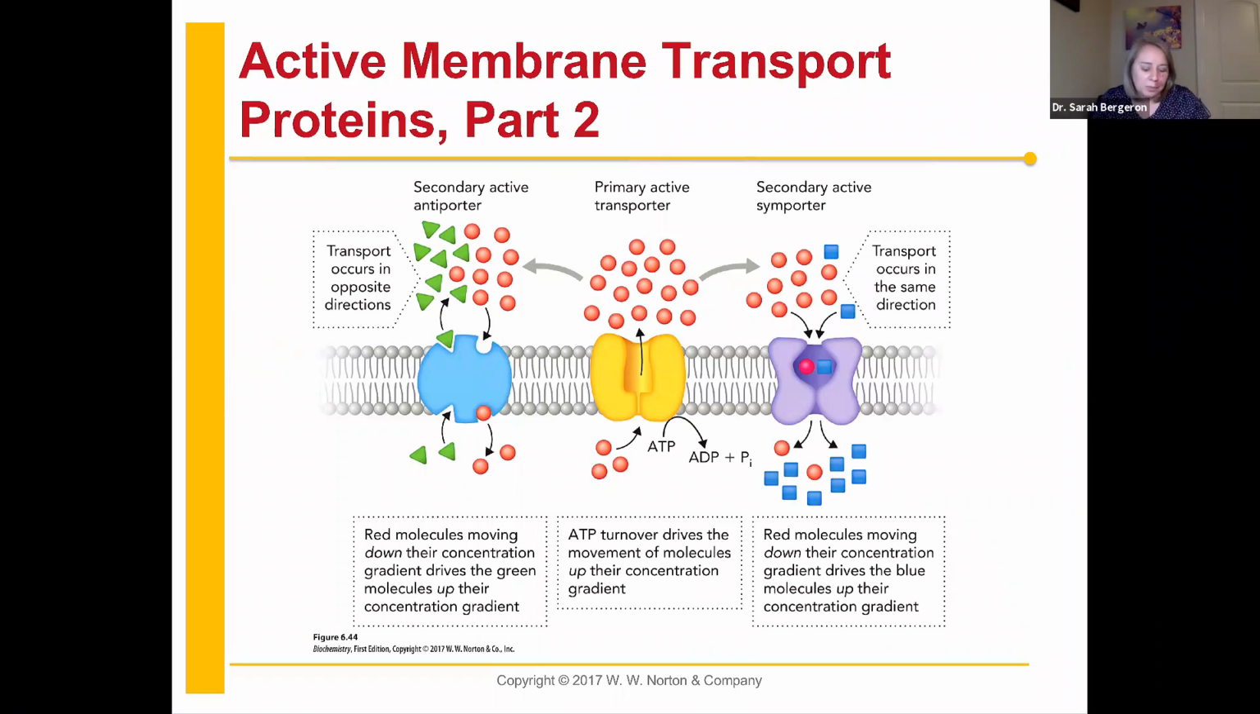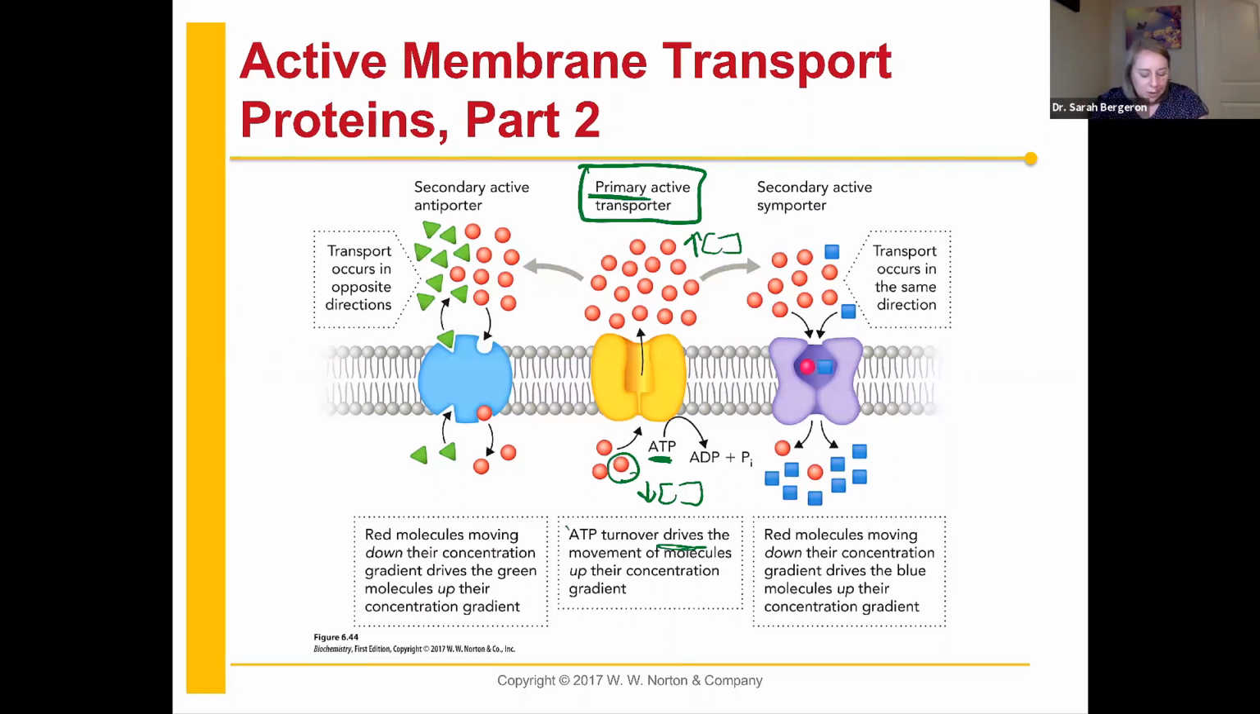All right, so right here are our 3 examples of active membrane transport. We have our primary active transporter, right, where we see that we have to have ATP in order to move. We're moving from areas of low concentration to areas of high concentration, right? So our ATP turnover is going to drive this movement up the concentration gradient. So this is a primary active transporter. Now, there are 2 kinds of secondary active transporters. You can have a secondary antiporter or a secondary symporter. So let's talk about the symporter first.